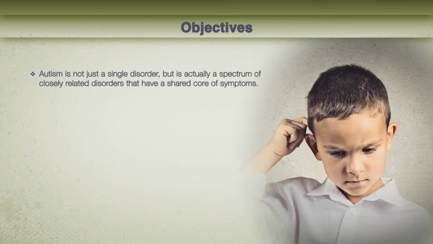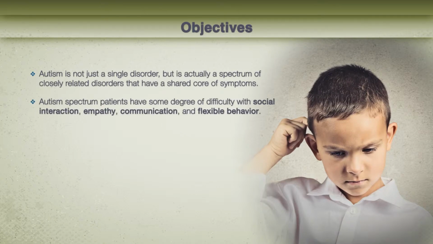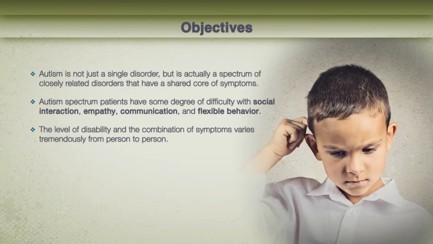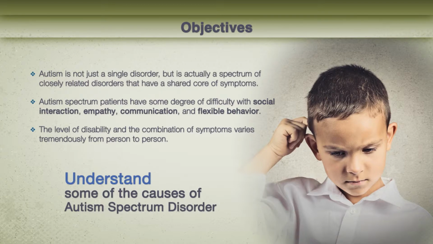Autism is not just a single disorder, but is actually a spectrum of closely related disorders that have a shared core of symptoms. Every individual on the autism spectrum has some degree of difficulty with social interaction, empathy, communication, and flexible behavior. However, the level of disability and the combination of symptoms varies tremendously from person to person. In this course, the objective is to help you understand some of the causes of ASD.